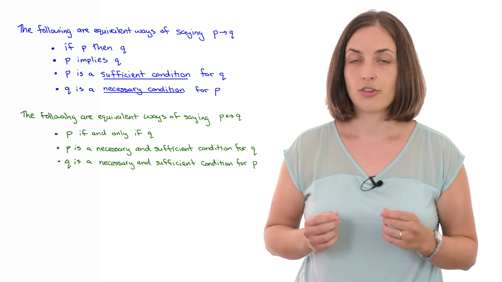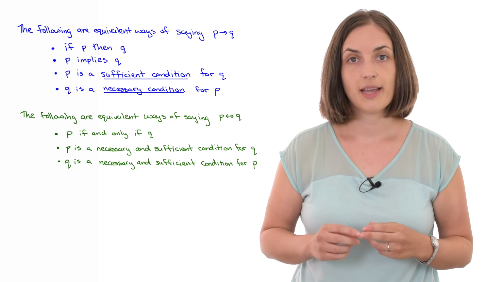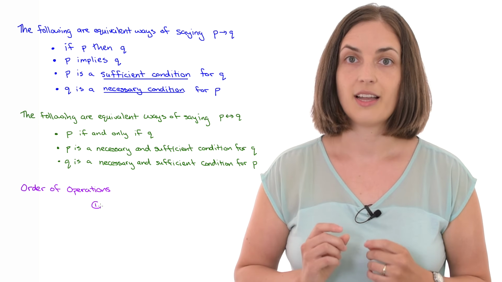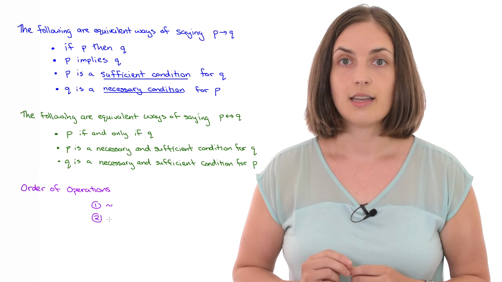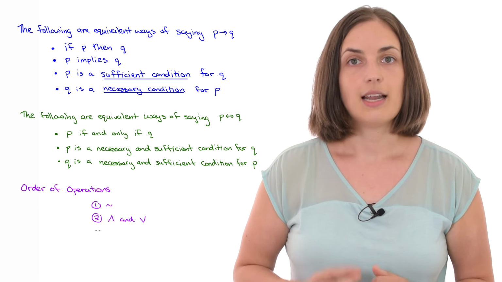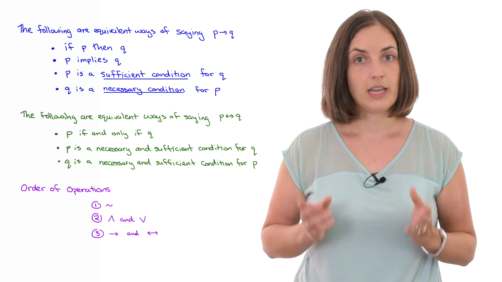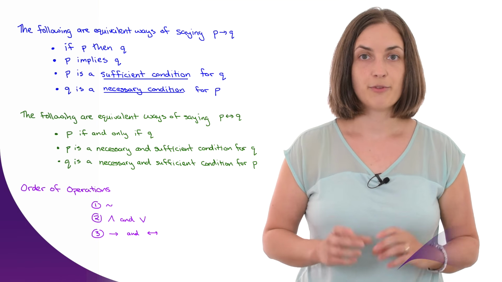Now that we have learned the logical connectives of the conditional and the biconditional, we should review our order of operations. First, apply negation. Equal second are and, or, and equal third are the conditional and biconditional. Remember, if in doubt, use brackets to emphasize what you mean.